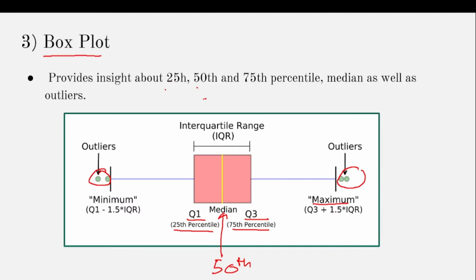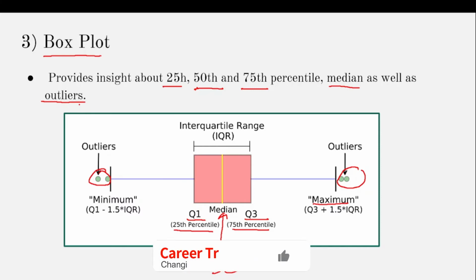So we can clearly say that the box plot provides us insight about 25th, 50th and 75th percentile value. It also tells us about the median as well as presence of outliers in my data distribution. So that was about box plot.